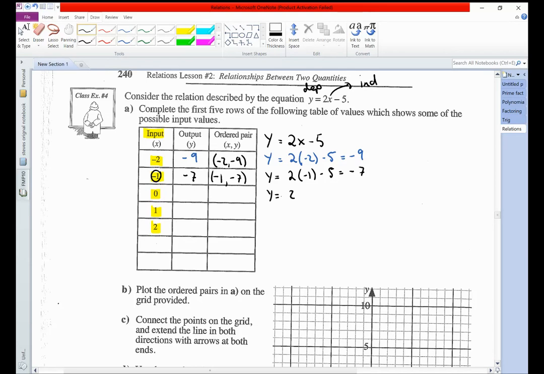We could do it with an x value of 0. 2 multiplied by 0 minus 5. 2 times 0 is 0. Subtract 5 is -5.